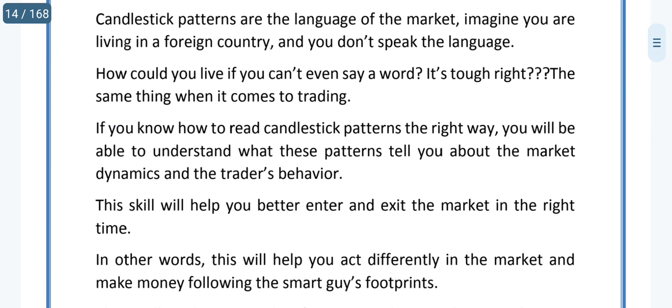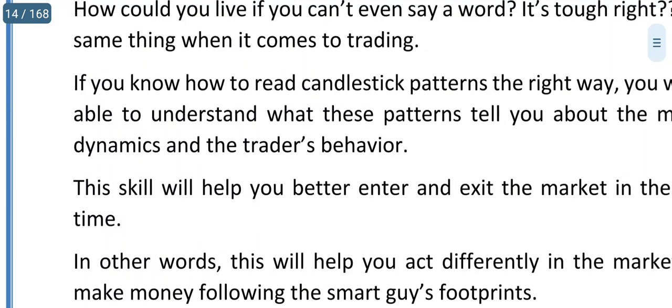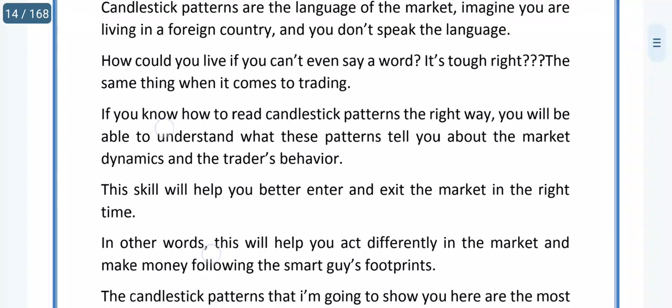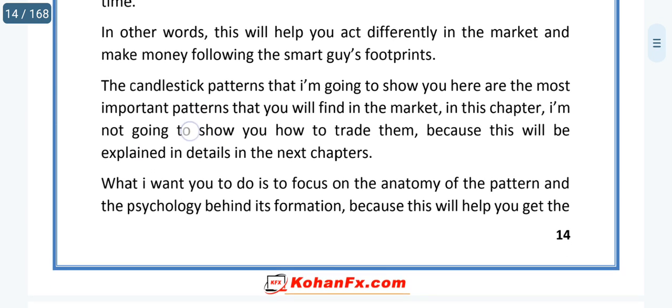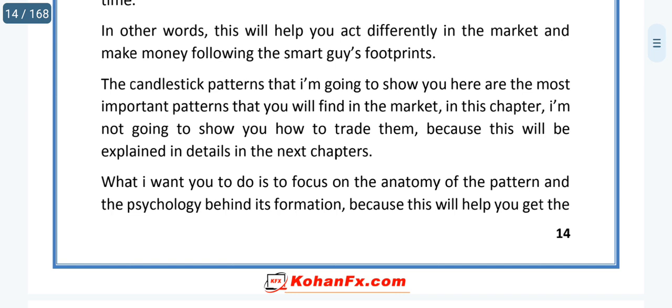Imagine you are living in a foreign country and you don't speak the language. But if you know how to read the candlesticks the right way, you will be able to understand what these patterns tell you about the market dynamics and the traders' behavior. This skill will help you enter and exit the market at the right time. In other words, it will help you act differently in the market and make money following the smart guys' footprints.